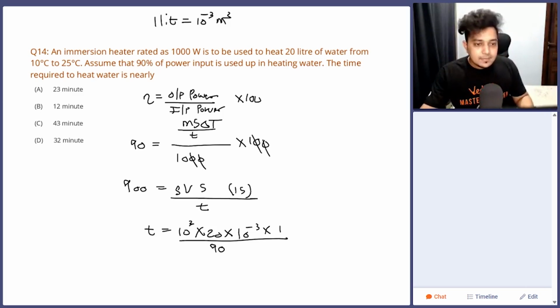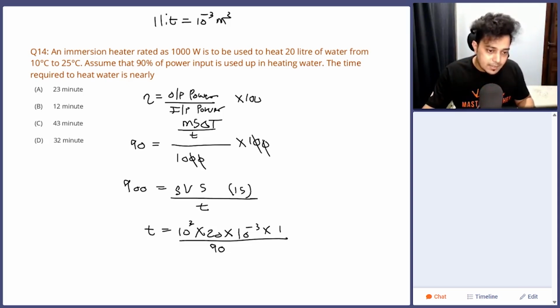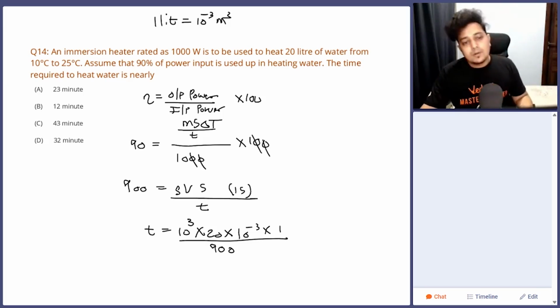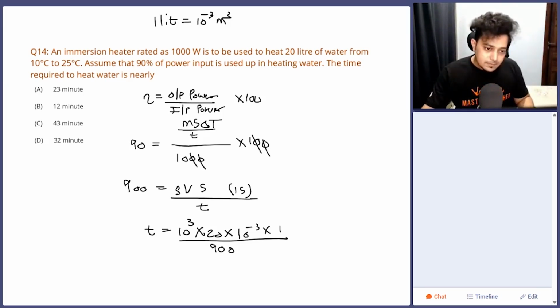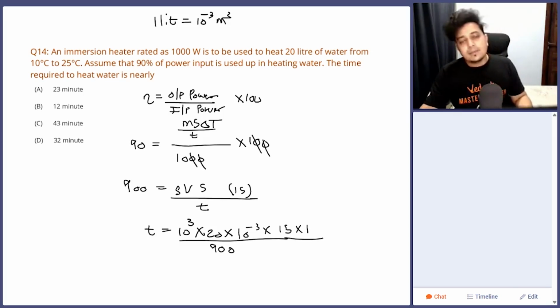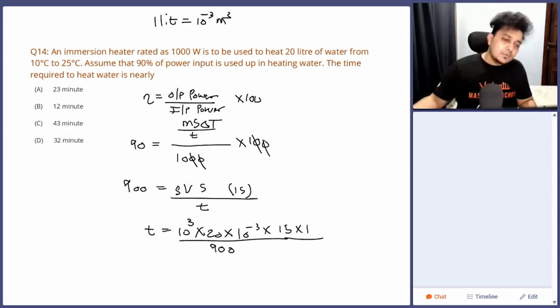So density is given, volume is written, then change in temperature is also written, and 90% efficiency is considered. Time is what you have to find out. Time goes up, 90 comes down. This will become 900 in the denominator. Density of water is 1000. Then volume is 20 liter, but liter converted to meter cube is 10 raised to minus 3. 15 is the change in temperature, and specific heat capacity is 1 calorie per gram.